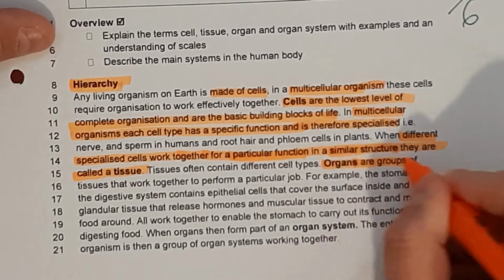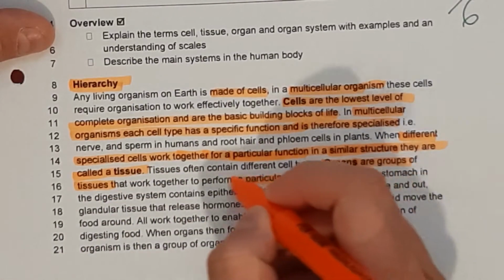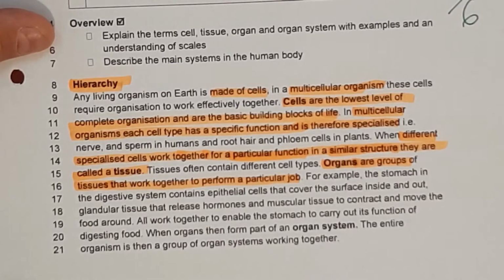Organs are groups of tissues, again working together to perform a particular job. And these are definitions here, and you will need to know these. For example, the stomach in the digestive system contains epithelial cells that cover the surface inside and out. Also, the stomach contains glandular tissue that releases hormones and muscular tissue that contracts and moves the food around. All three of these types of tissue enable the stomach to carry out its function of digesting food. They work together.